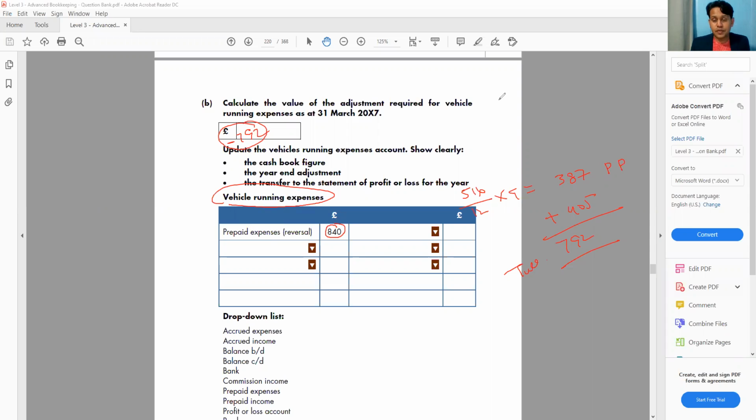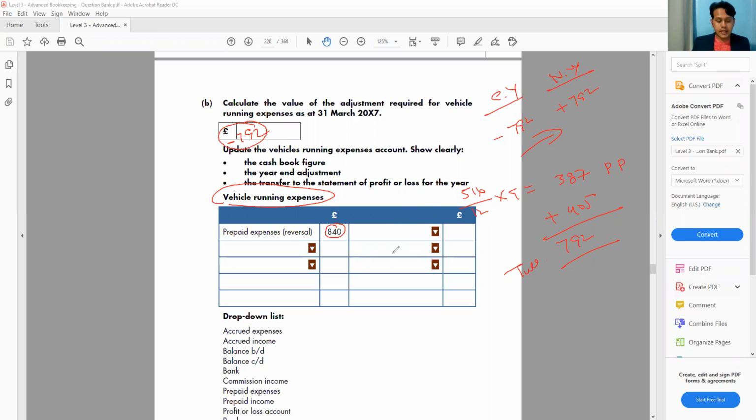So for the current year and the next year: for the current year, I'm going to minus this 792, and for the next year, I'm going to add it, 792. Because this is a prepayment for this year, but not for the next year, remember that. All right, so here we have a reversal. All right, there is no problem for that.